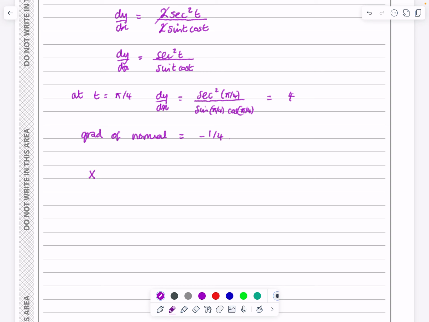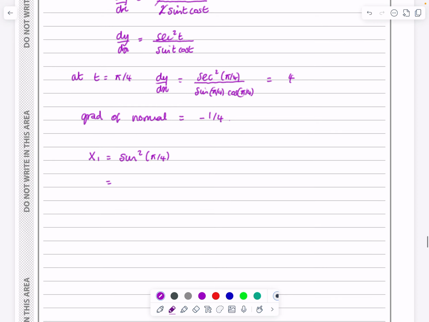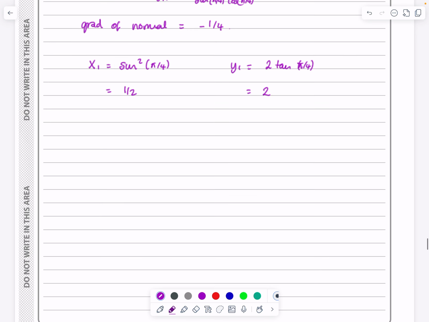So x1 is going to be sine squared, and again we know t is equal to pi over 4. So what does that work out to be? Half. We know that for y1, we're going to be looking at 2 tan pi over 4, and that works out to be equal to 2. So now explain to the examiner what I'm doing. Equation of a normal.